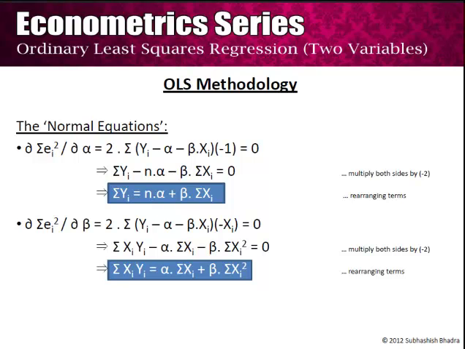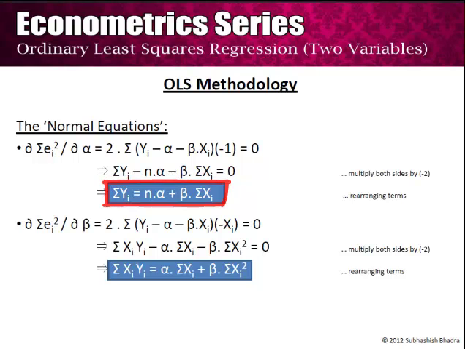Now here is how these equations are solved mathematically. Let us pick up one of them. Let us pick up the partial derivative of summation EI square with respect to alpha. It is given to be equal to 2 into summation yi minus alpha minus beta xi into minus 1 equal to 0. This is the result from the partial differentiation. We multiply both sides by -2 and we get that summation of yi minus n times alpha minus beta times summation xi equals 0. After which we finally get the equation that summation yi equals n times alpha plus beta times summation xi.